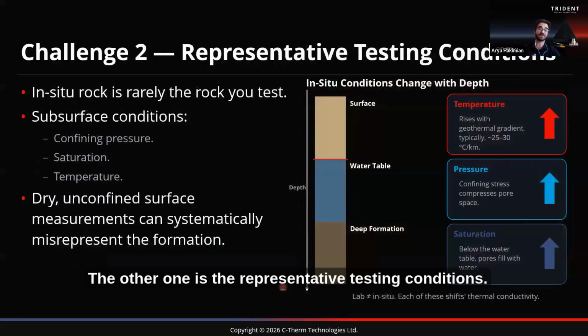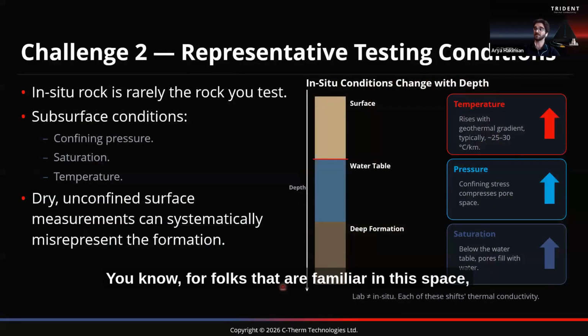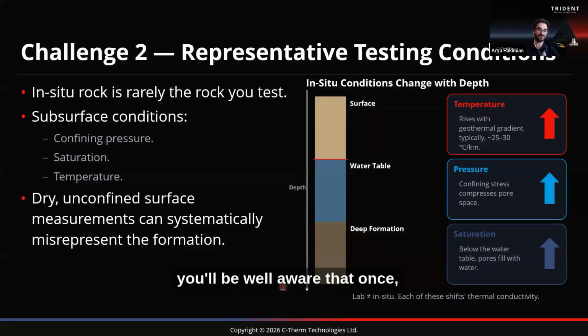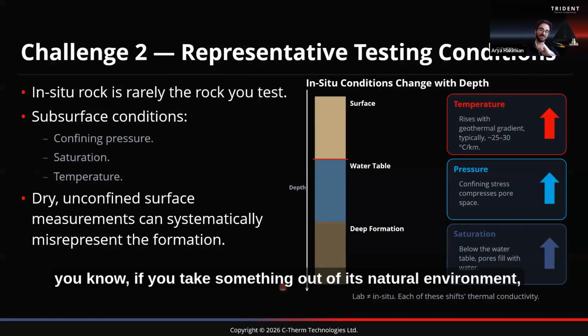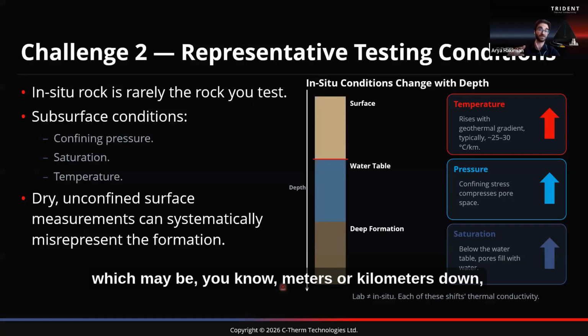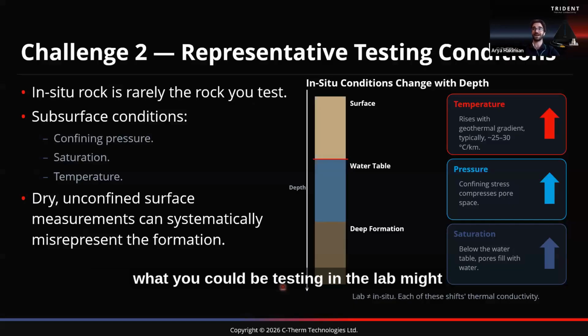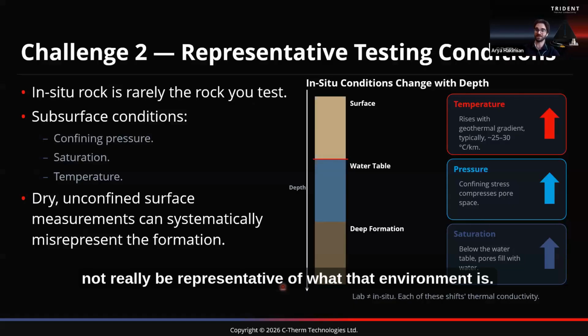The other one is the representative testing conditions. For folks that are familiar in this space, you'll be well aware that if you take something out of its natural environment, which may be meters or kilometers down, what you could be testing in the lab might not really be representative of what that environment is.